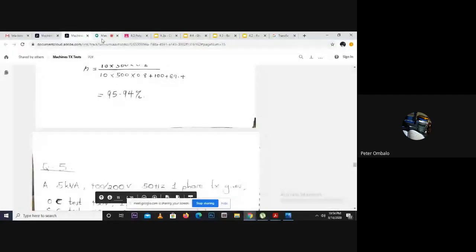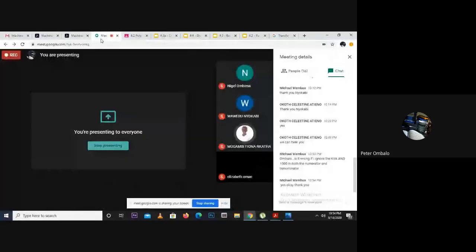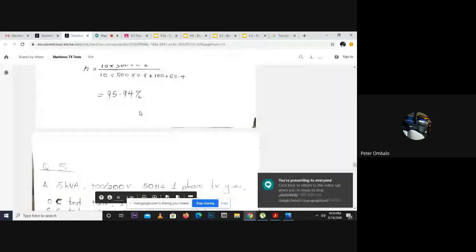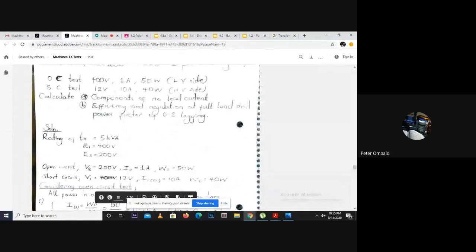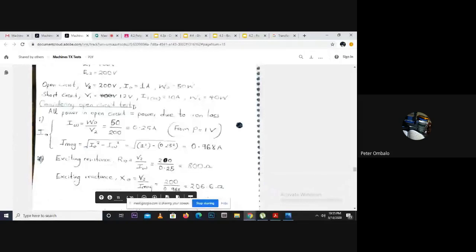All right. Yeah, so question 5. We will calculate the components of the no load current, and then efficiency and regulation at full load, and power factor of 0.8 lagging. Yeah, so this is familiar to all of us now because it is similar to the previous example. These are now just the parameters we've been given.